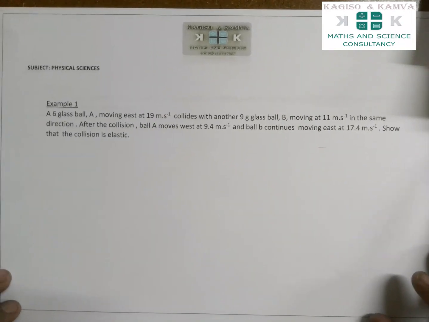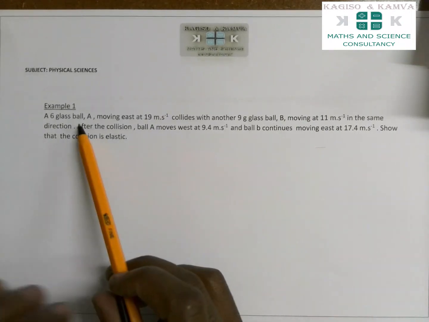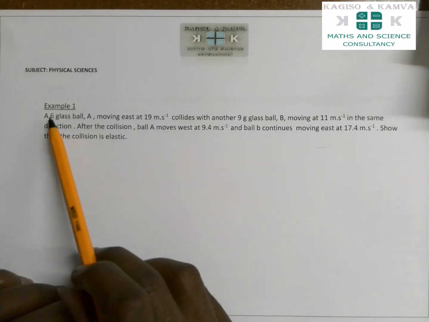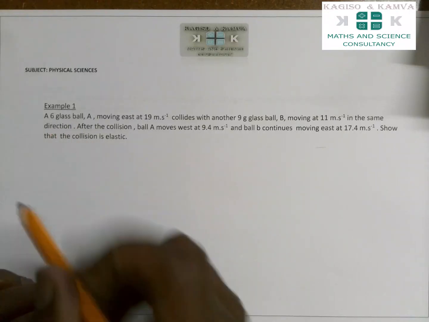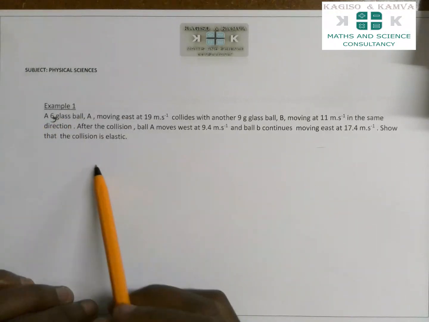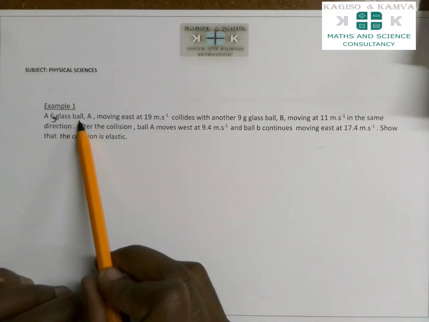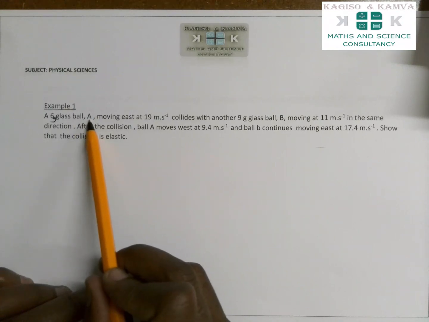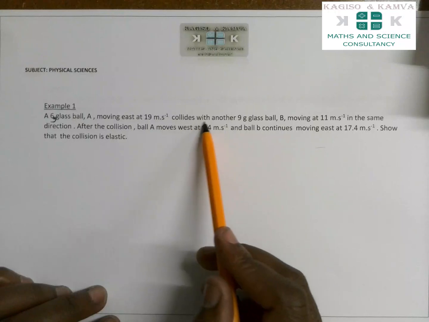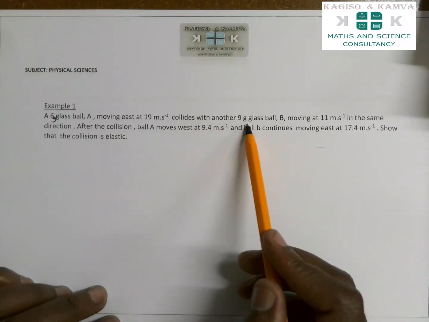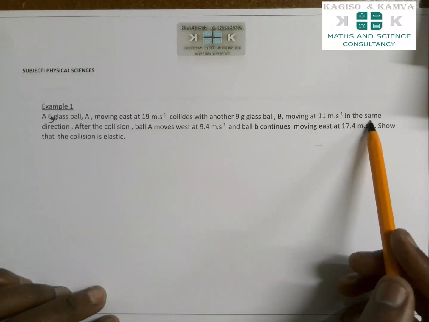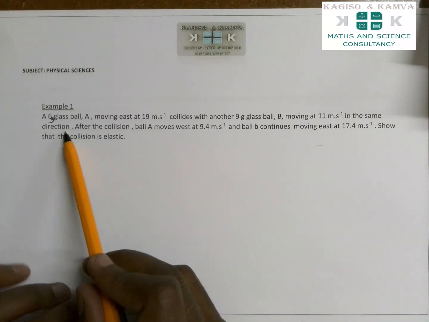Okay, now we've got what? We've got a 6 gram glass ball, which is ball A, moving east at 19 meters per second, collides with another 9 gram glass ball B moving at 11 meters per second in the same direction.